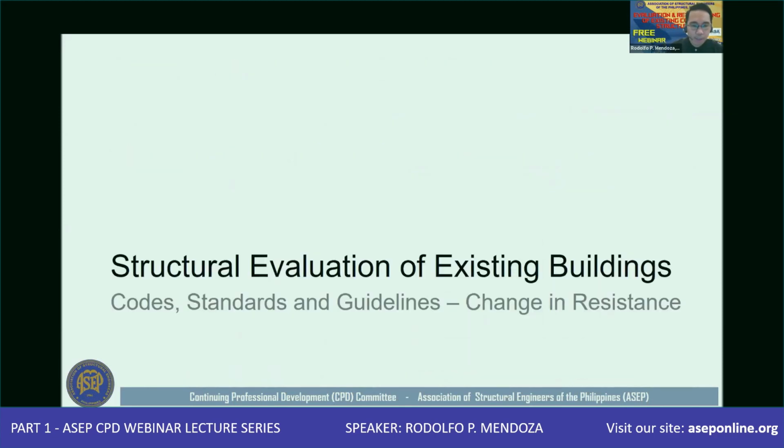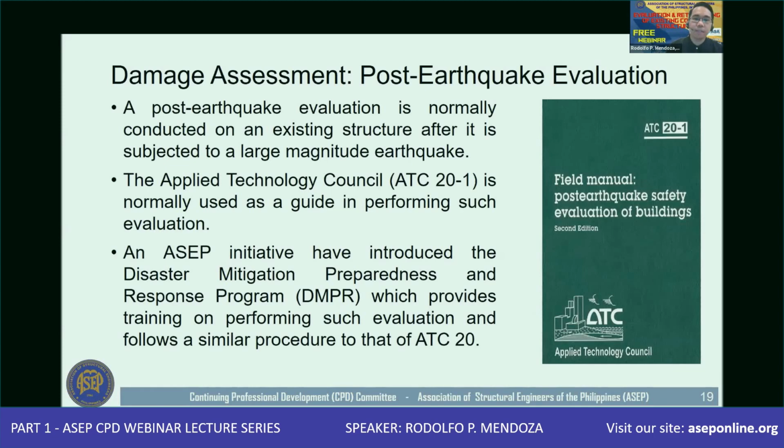Now, with this introduction of different types of triggers for us to conduct a structural evaluation, we go now to what are the codes, standards, guidelines, and references that we can use in conducting these different types of structural evaluation. Now, when there is a change in resistance, and when we want to do a damage assessment, for example, for buildings that were subjected to earthquake, a common type of damage assessment that we perform is what we call a post-earthquake evaluation.